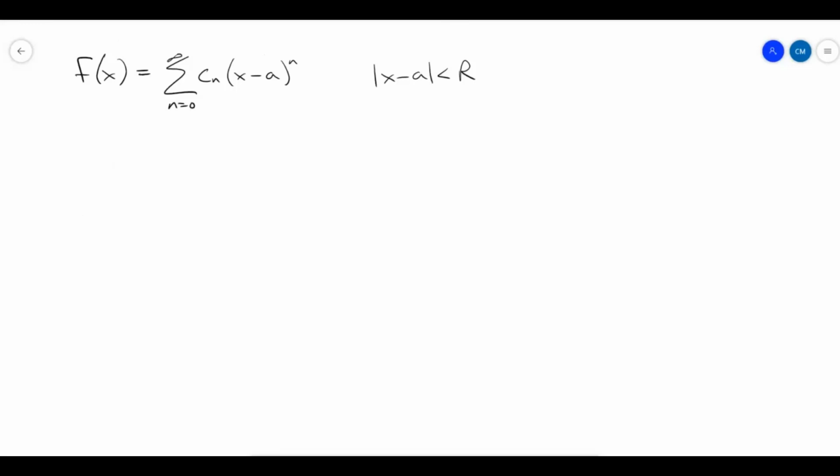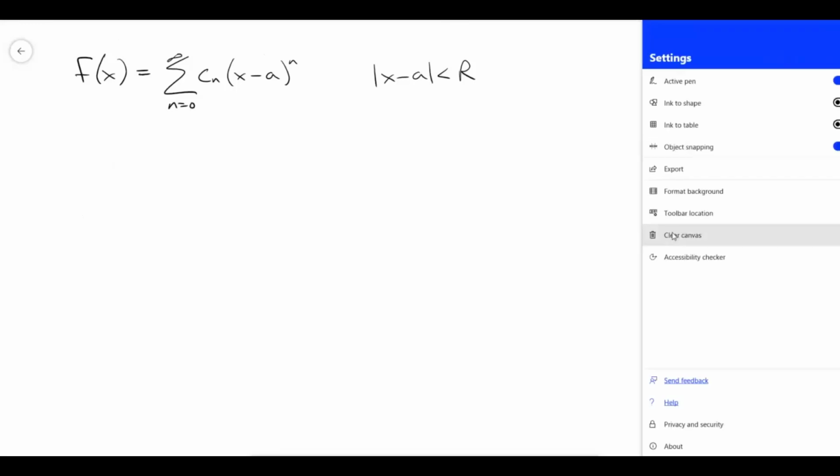Now the coefficients here, that Cn is going to be equal to the nth derivative of f at a divided by n factorial. How the heck does that happen? Let me go through the thinking about this. So our goal here first is how do we find a power series representation for any function? That's the goal here.